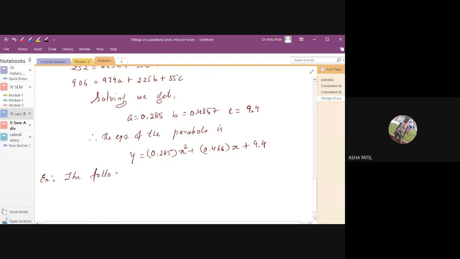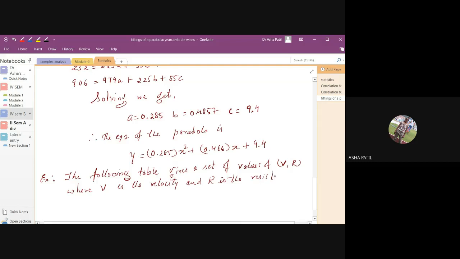The following table gives a set of values of V and R, where V is the velocity and R is the resistance in appropriate units.